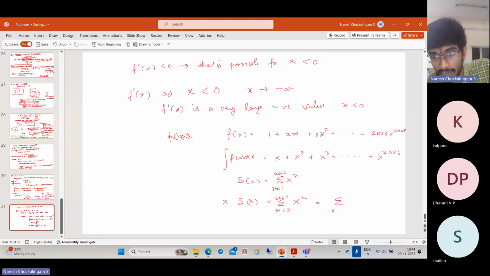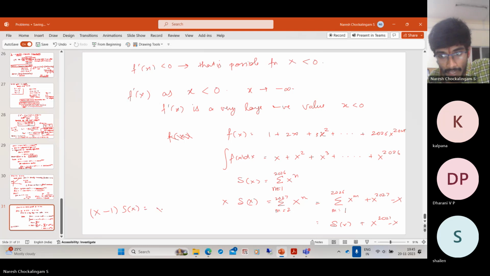So this is nothing but the summation m going from 1 to 2026 of x power m, plus x power 2027 minus x. That's what it is. So this is nothing but s of x plus that. So just rearrange, you get x minus 1 into s of x is equal to x power 2027 minus x. So s of x is x power 2027 minus x divided by x minus 1.